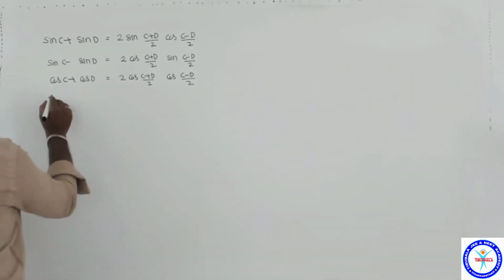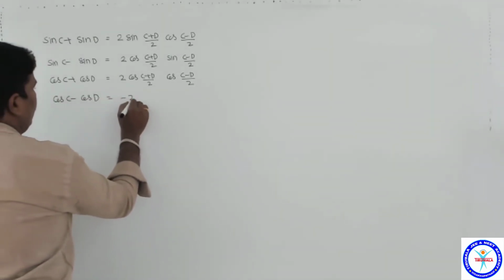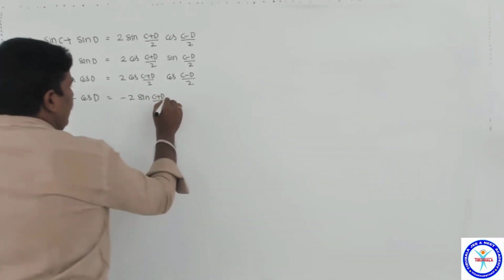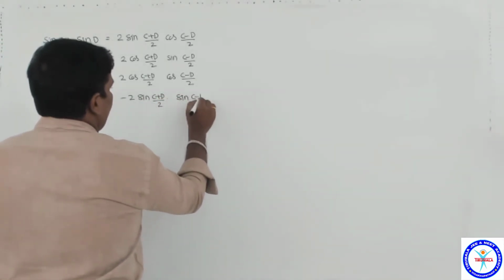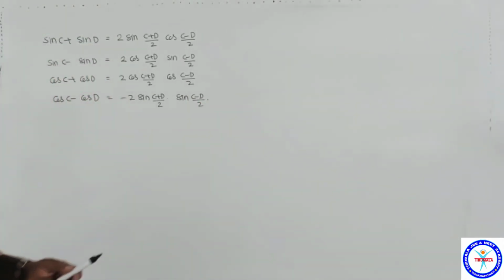And next one is cos C minus cos D equal to minus 2 sin C plus D by 2 and sin C minus D by 2. These are the CD formulas.